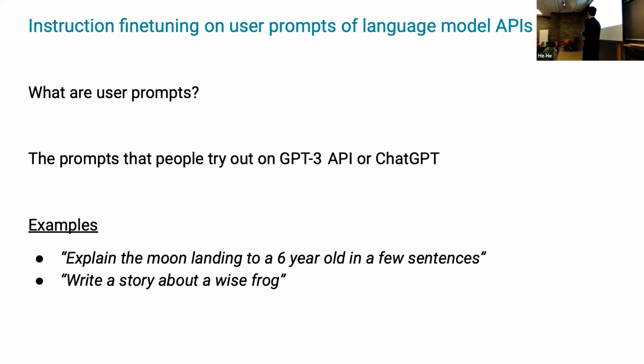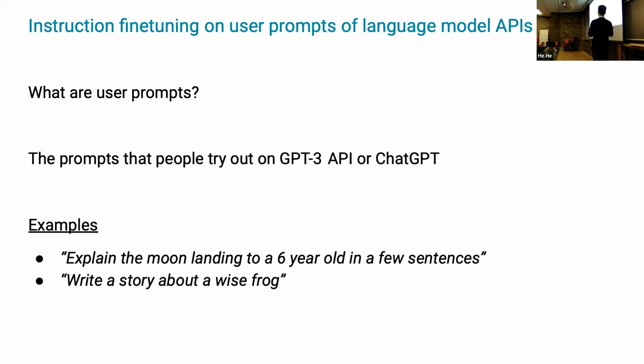So what are user prompts? If you tried out the GPT-3 API a couple of years ago, you type into the text box, those are the prompts, and they represent how people use language models, and they are quite different. Here are some examples. Explain the moon landing to a 6-year-old in a few sentences. Write a story about a wise squirrel. You do not see this kind of prompt in the academic datasets.